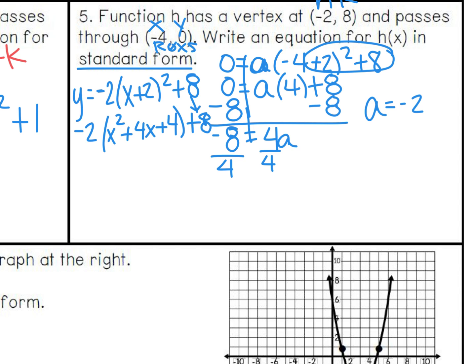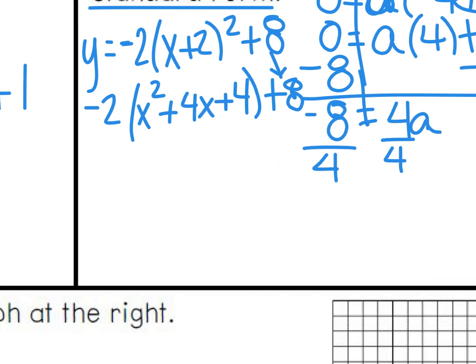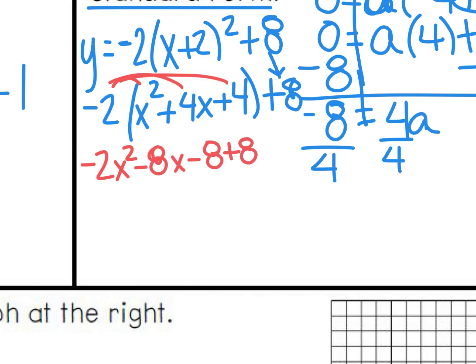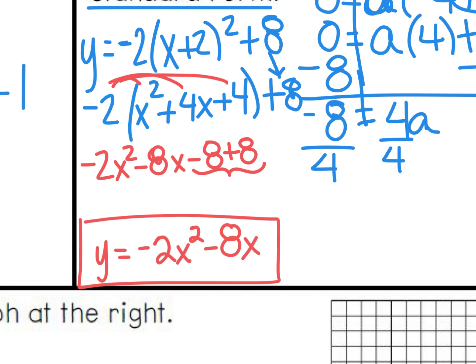Okay? So what am I doing with this negative 2 now? Yeah, we're going to distribute, but not to the 8, right? So the 8 is not in parentheses. Negative 2x squared minus 8x minus 8. Oh, plus 8. What happens there? They cancel. So my standard form, my ax squared plus bx plus c, is just negative 2x squared minus 8x. You could put the plus 0 if you wanted, but it's not necessary.